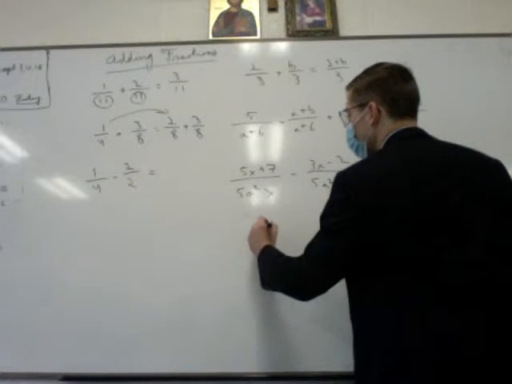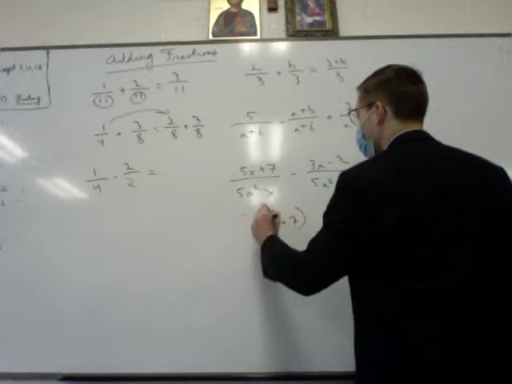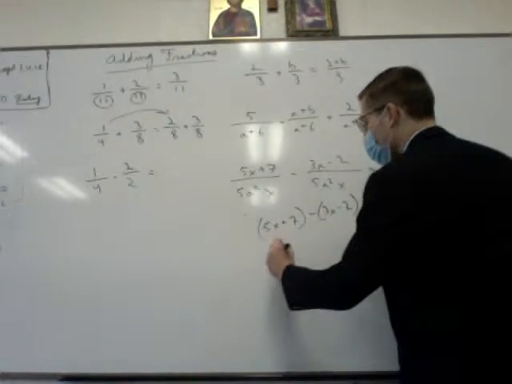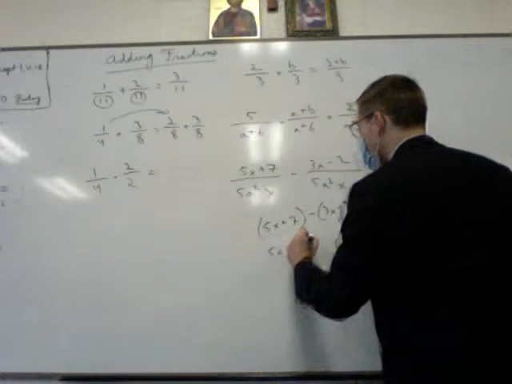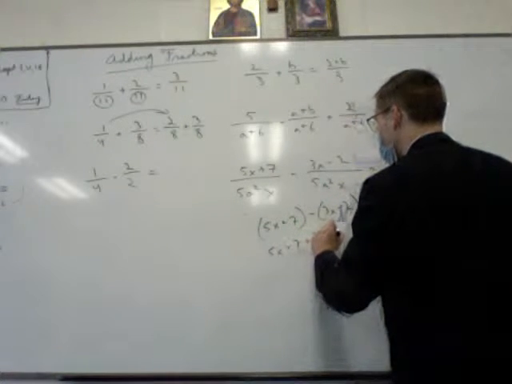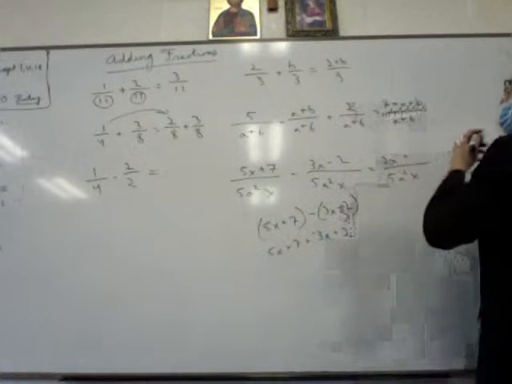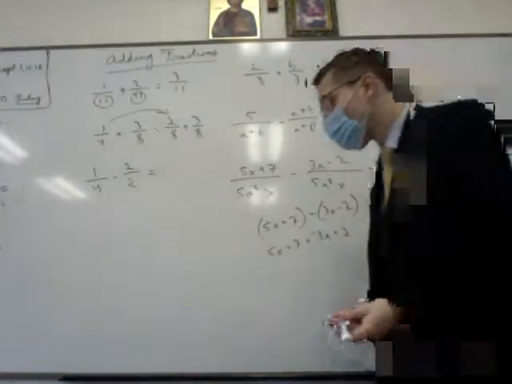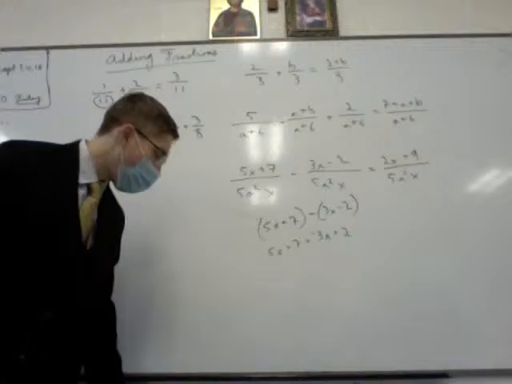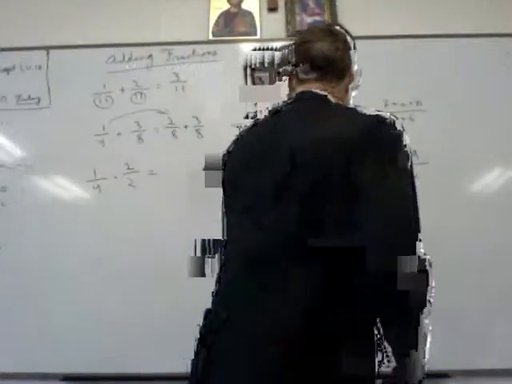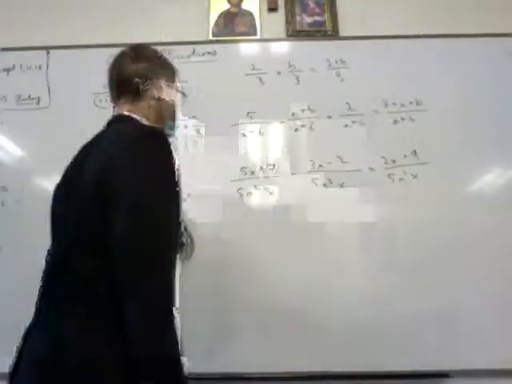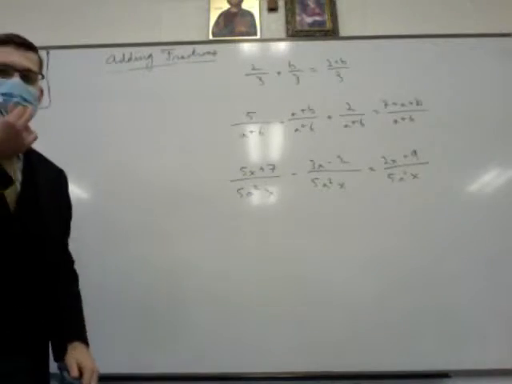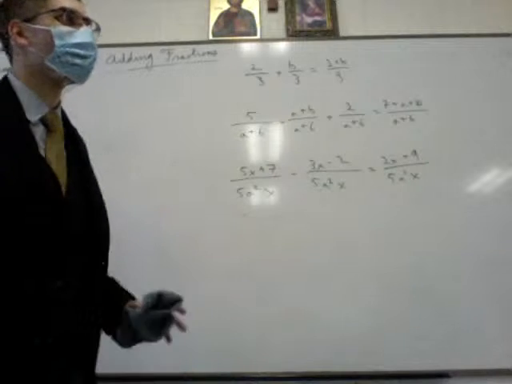Really what it is, on the top we have 5x plus 7 minus 3x minus 2. So the negative sign gets distributed: 5x plus 7 plus negative 3x plus 2. So it's 2x plus what? 9 on top. 2x plus 9 over 5a squared x. The principle still holds: as long as the denominator is the same, we just add the numerators. Makes sense so far? This isn't something conceptually new. We're now just applying it to algebraic expressions using variables.